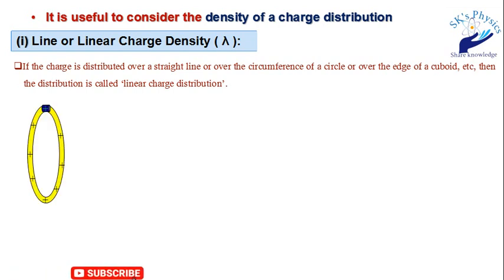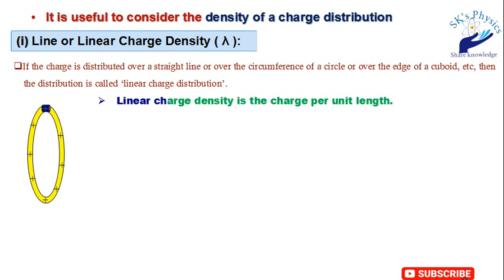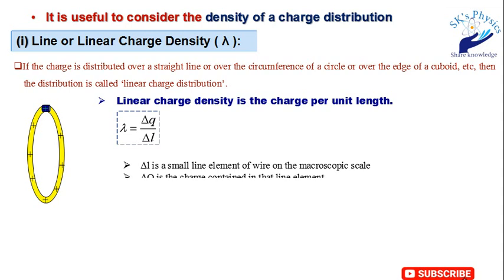Here, the circumference of this circle. Linear charge density is the charge per unit length. So lambda is equal to delta Q by delta L, charge by length. Delta L is a small line element of the wire on the macroscopic scale, and delta Q is the charge contained in the line element, the small element.